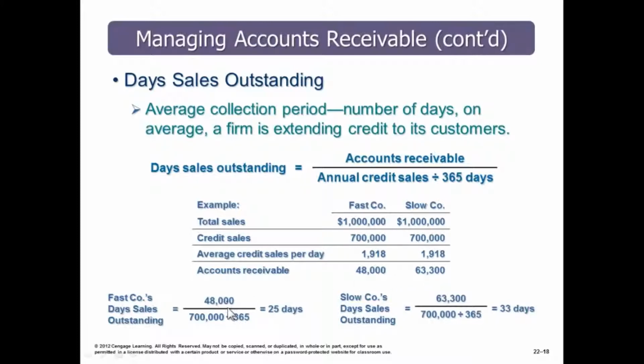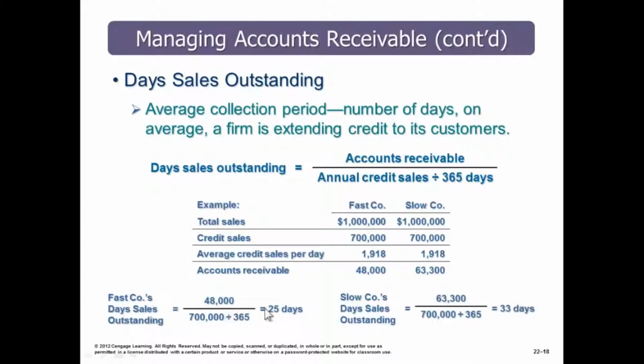Well, let's go down here. On the fast company, we take the average accounts receivable outstanding. We divide that by the annual credit sales of 700,000 divided by 365, and we come up with 25 days. Now, the slow company's days of sales outstanding, I take my average accounts receivable, and I divide that by my annual credit sales divided by 365, and it's 33 days. So you can see what's happening here. The fast company has sales outstanding of 25 days. The slow company has sales outstanding of 33 days.